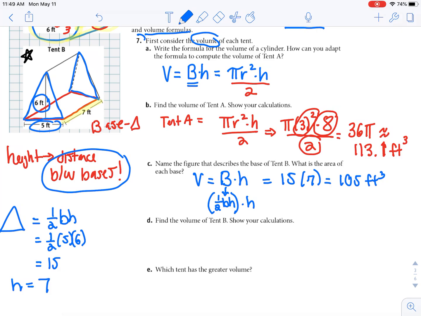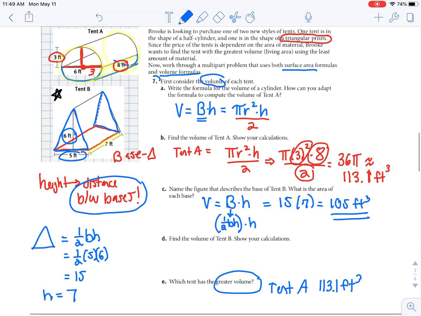Now remember that Brooke is looking to decide which of these tents is going to have the most space or the biggest volume. The greatest volume is actually going to be tent A with a volume of 113.1 feet cubed versus tent B with a volume of 105.